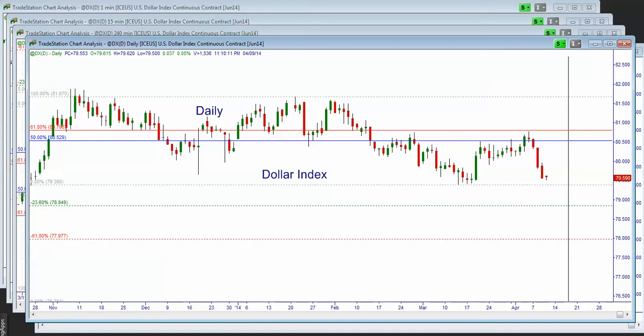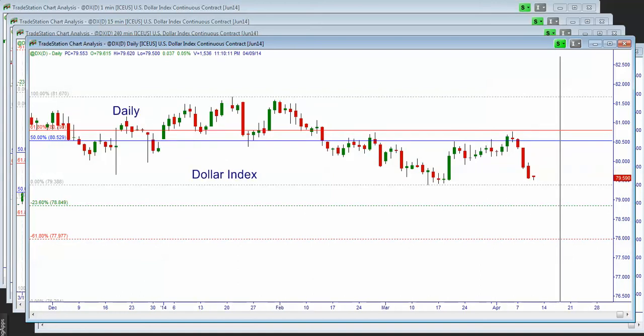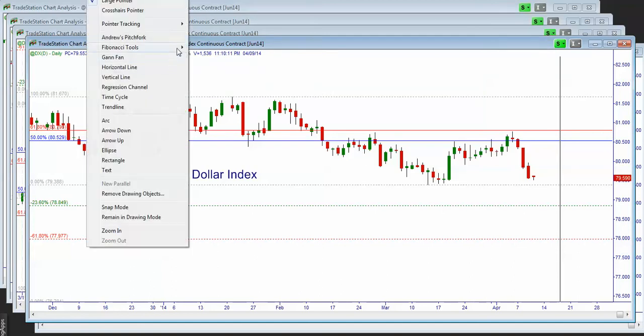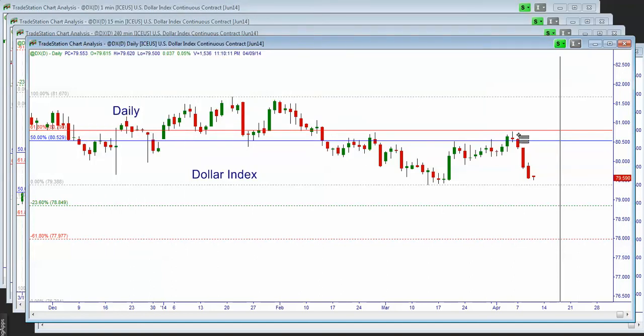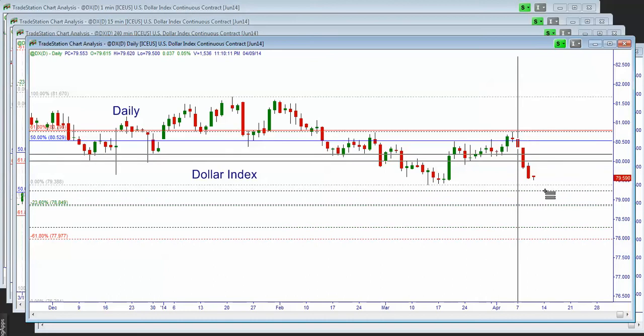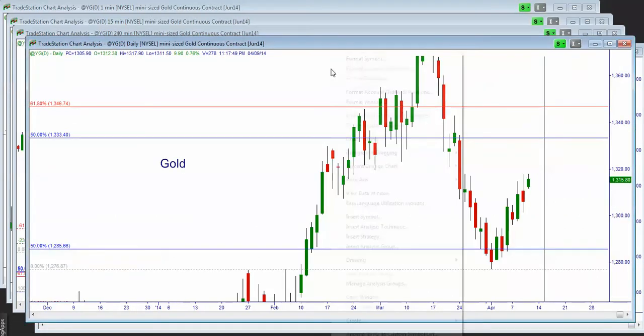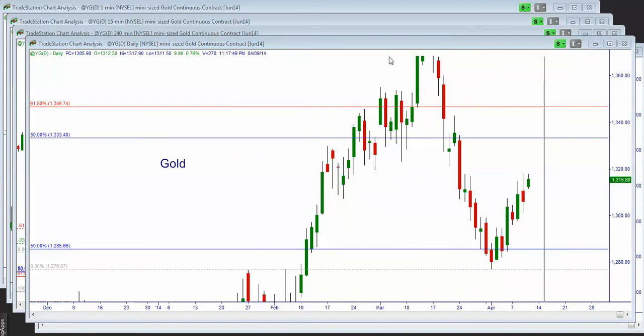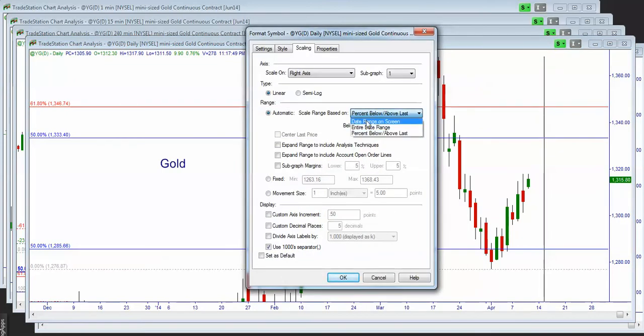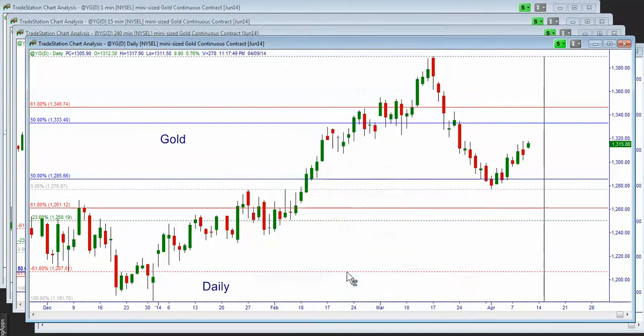So if the euro dollar actually corrects and offers a new entry long, the dollar index will offer a new entry short, and this could actually come at 80.14.